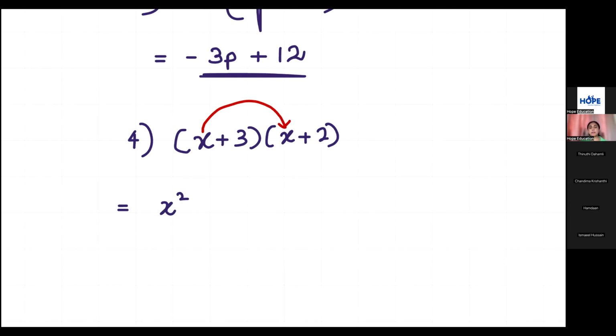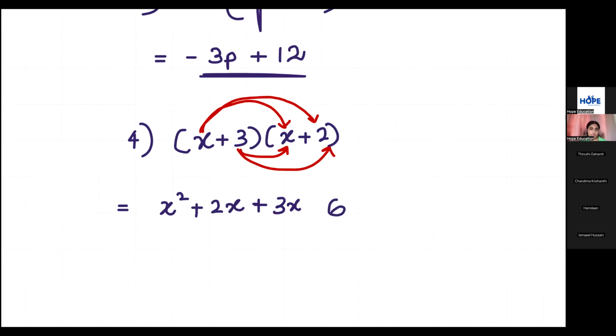Then this I'm going to multiply by this. X multiplied by 2 is 2x. Here plus times plus, answer also is plus. Then this times this. 3 times x is 3x. This is plus, so plus times plus, answer is also plus. Then this times this. 3 times 2 is 6, again plus, so plus times plus, answer also gets plus.